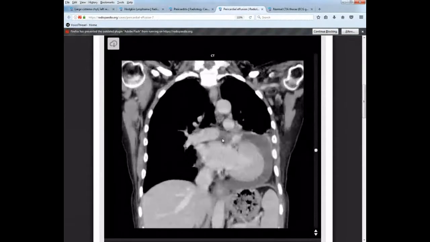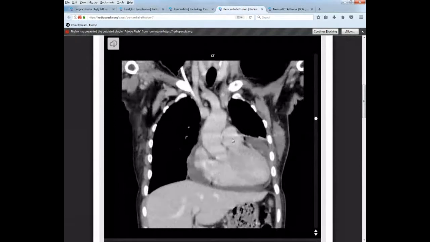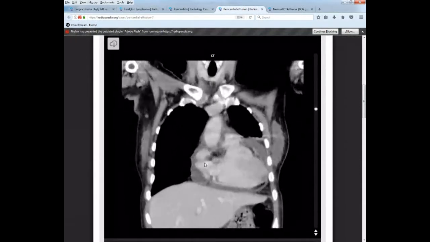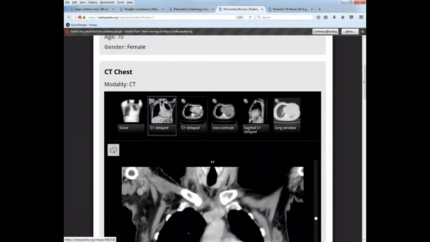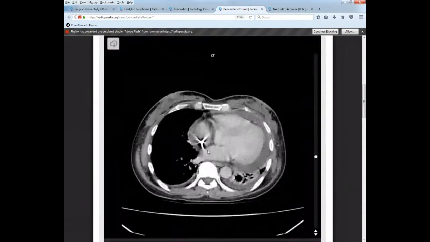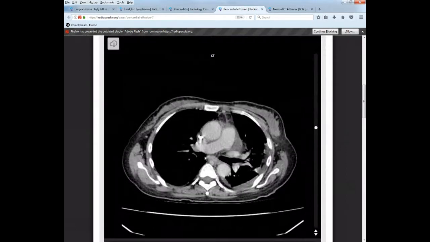And then atria is hard to see on this view. Here's your left atria in here, and here's your right atria over here. Okay, so those are your heart chambers. Let's look at them in an axial view. Switching to axial here. Okay, let's start superior and go down.